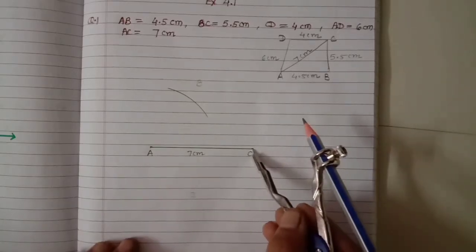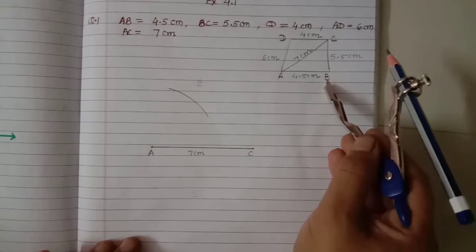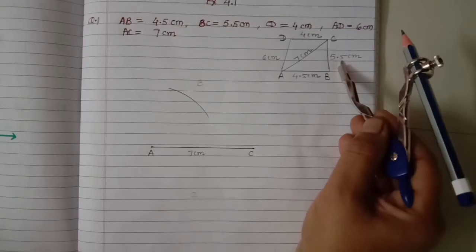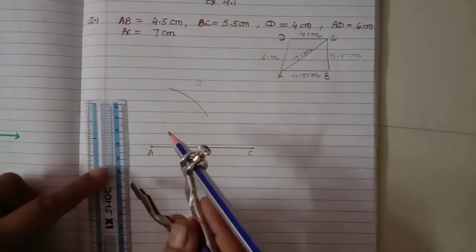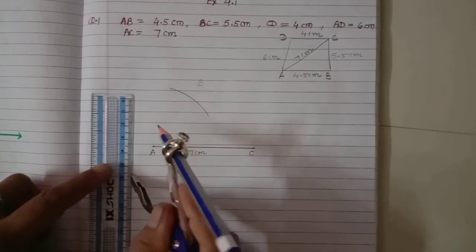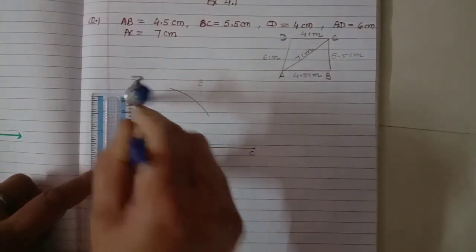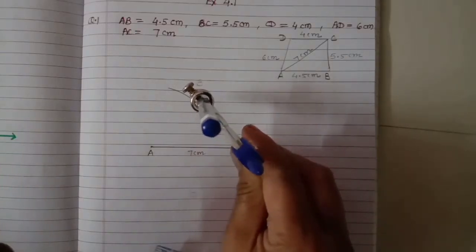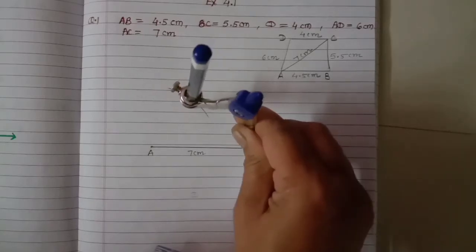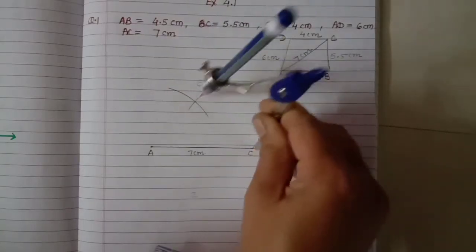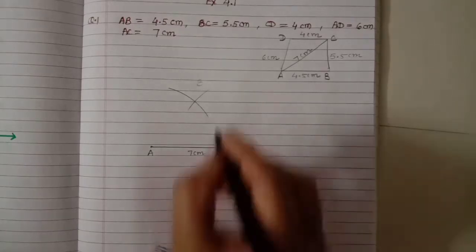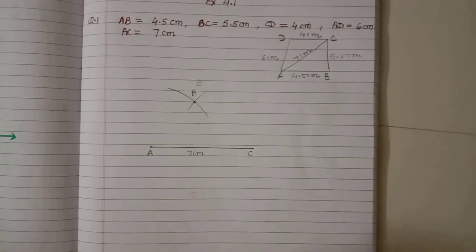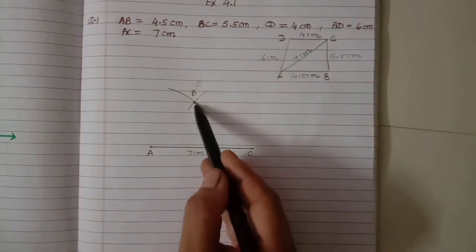Now C is given here and BC is also given here. So with center C now we will make another arc of 5.5 centimeter, which intersects the previous arc at one point, and that point will be your point B. Okay, so we get point B.